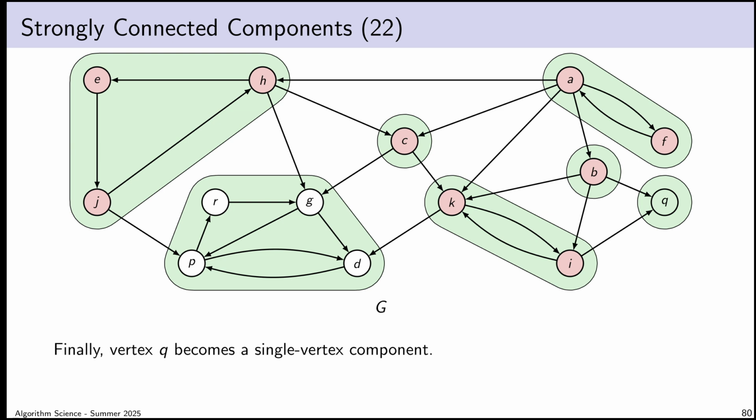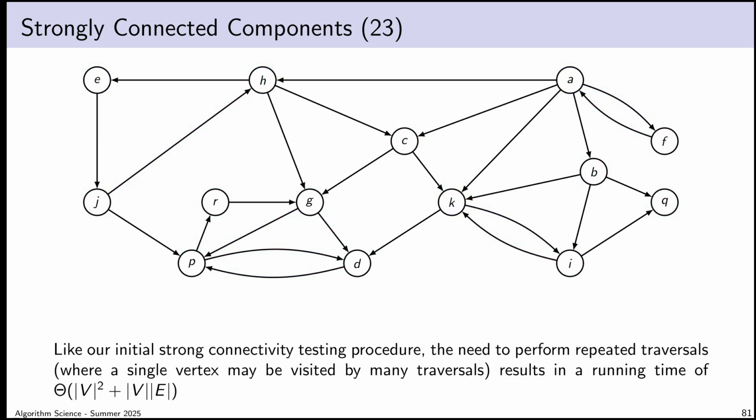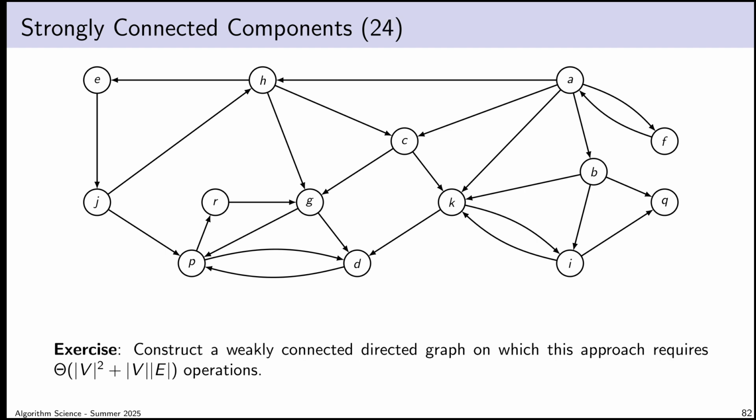I had to perform a pair of traversals for a whole bunch of different starting points. Now, the total number of traversals would be 2 times the total number of components, because each pair of traversals yields 1 component. So a question we should ask is, what does a worst-case input look like? And in fact, the exercise I'll leave to you is to construct one. Construct a weakly connected graph, so a graph that from a distance looks like it might be strongly connected, on which we get the worst-case running time I'm about to describe.